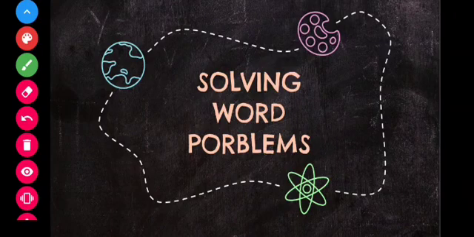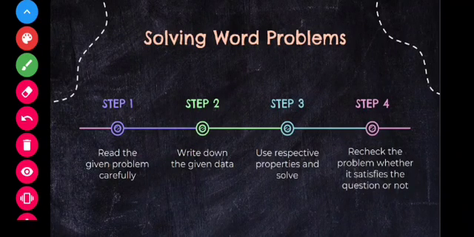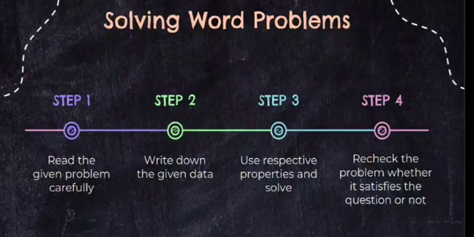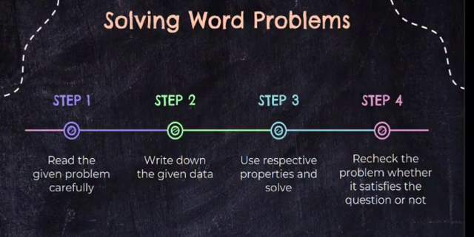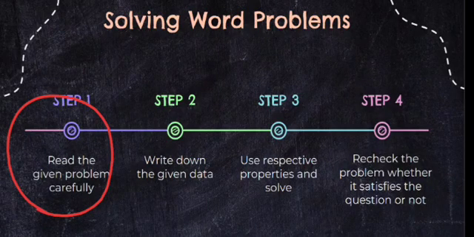There are certain steps to solve a word problem. The first step is to read the given problem carefully. You have to read the given question and analyze what data is given in the question. You should be very careful in reading the question, because you can misinterpret the question sometimes.